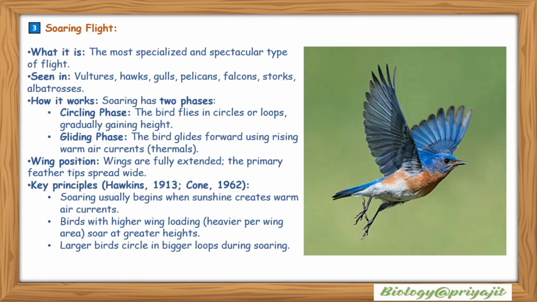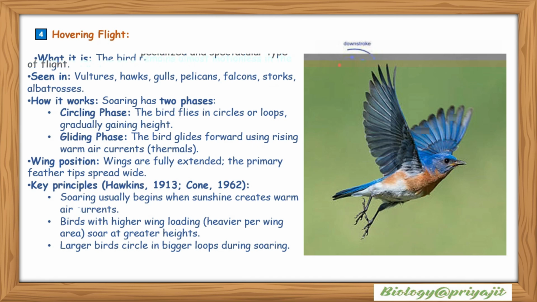Key principles of soaring flight. Soaring usually begins when sunshine creates warm air currents. Birds with higher wing loading, heavier per wing area, soar at greater heights. Larger birds circle in bigger loops during soaring.